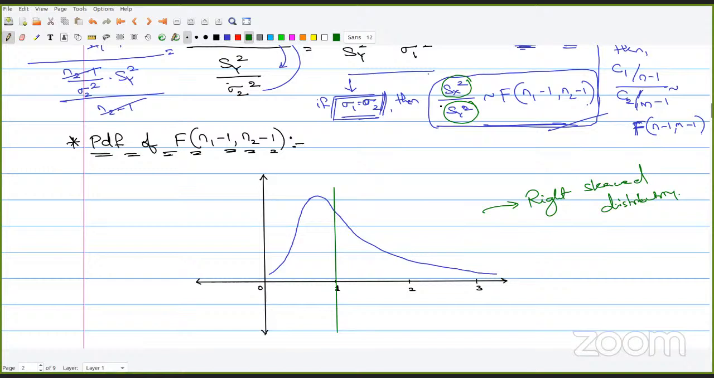So we are actually comparing these two. We are looking at the fraction, and there is a high chance of getting values around 1. That is why this PDF is steeper at these points from 0 to 1. Depending upon the number of degrees of freedom, this graph will vary.